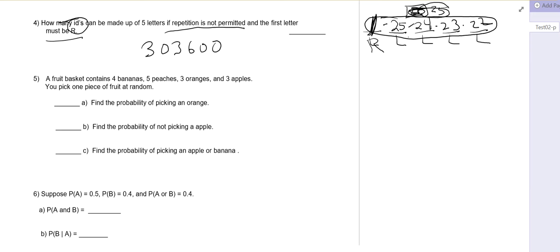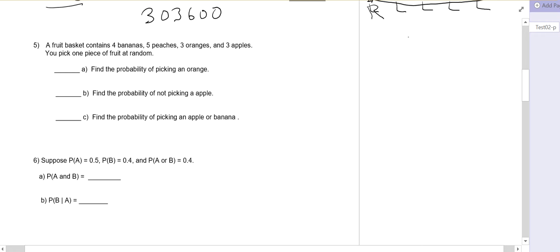Our first probability question. A fruit basket contains 4 bananas, 5 peaches, 3 oranges, and 3 apples. You pick one piece of fruit at random, and we want the probability of picking an orange. The fundamental definition of probability is the number of ways you can do it divided by the number of ways you can do anything. And if you can use that definition, then that's probably the easiest way.